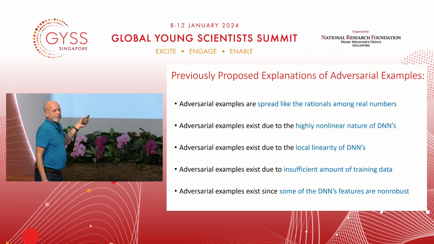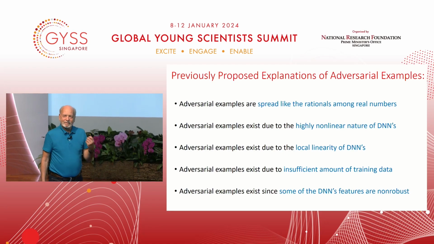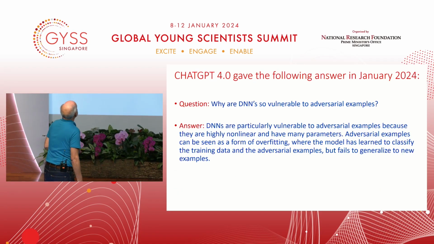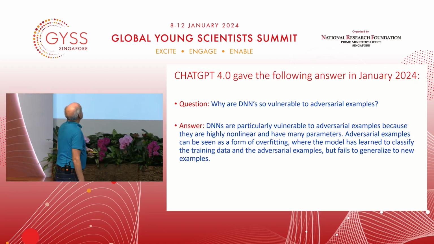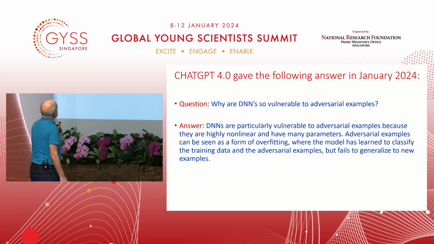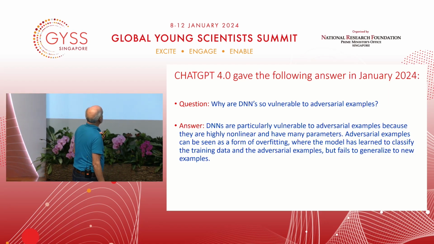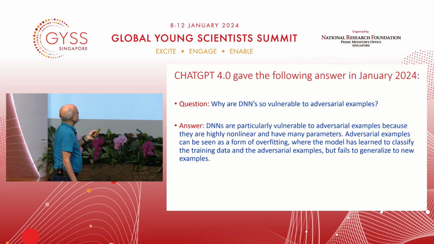Of course, in order to decide what is the real explanation, you ask ChatGPT, right? So here is the answer you got from ChatGPT. I asked it a few days ago. It's ChatGPT 4.0, the best we have at the moment. Why are DNNs so vulnerable to adversarial examples? And the answer was, DNNs are particularly vulnerable to adversarial examples because they are highly nonlinear and have many parameters. Does it explain anything? Not.